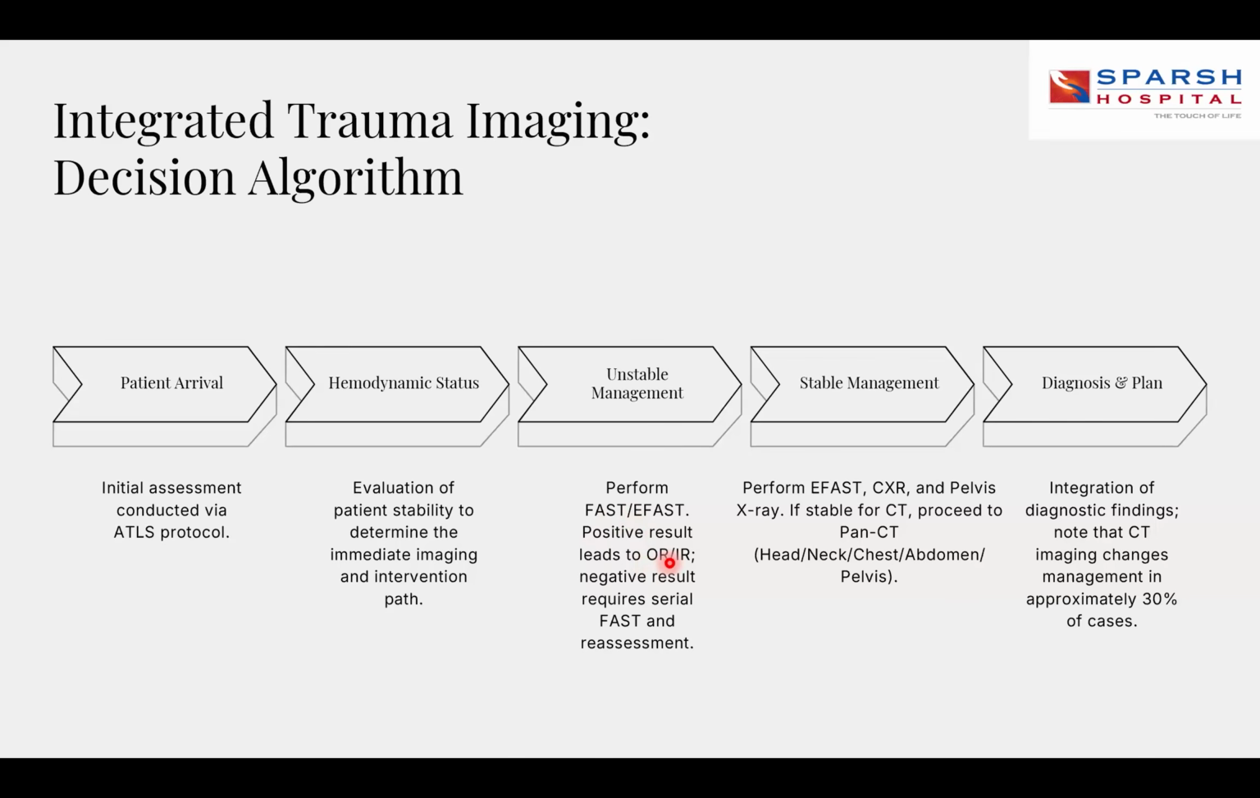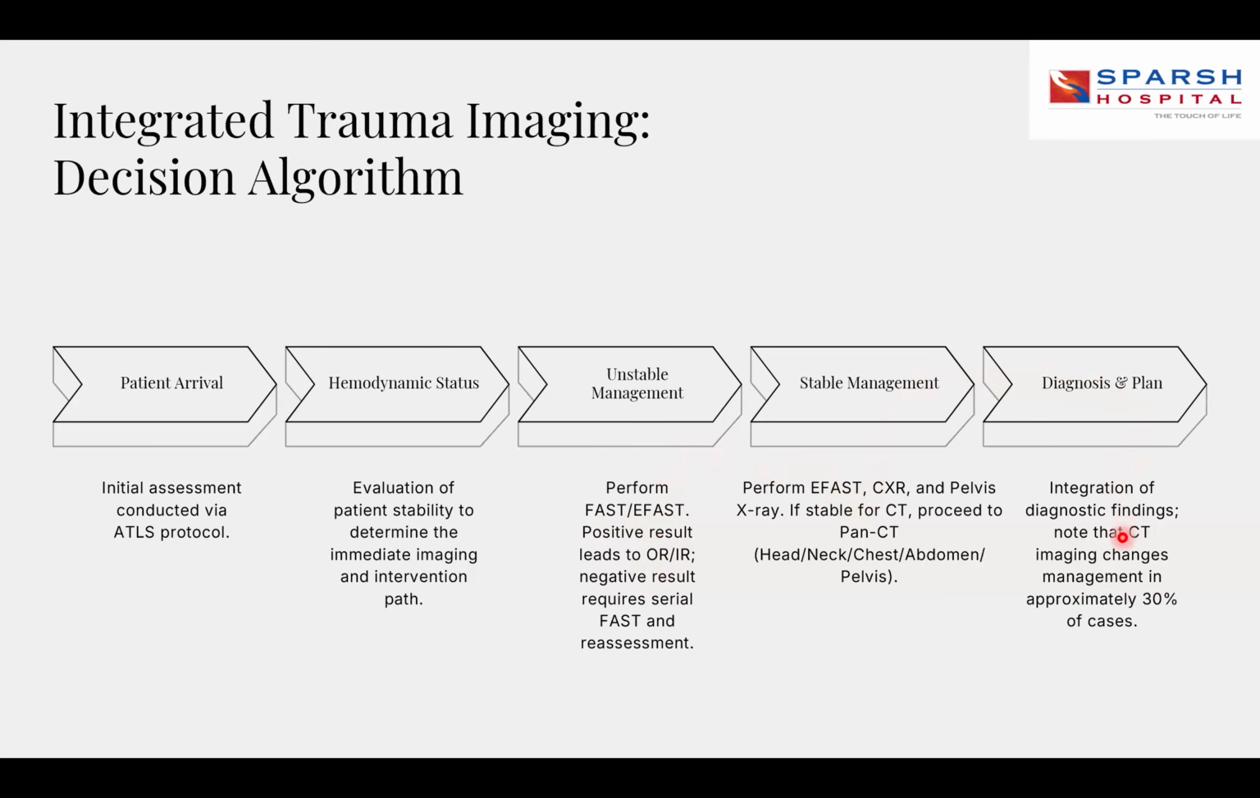or interventional radiology. If the FAST or EFAST is negative, then you can perform further tests like CT, chest X-ray, spine scans to find out the exact spot of injury and to grade the injury you're looking at. Then finally, you have a diagnosis and plan. Then you have to integrate all the findings that you have and then plan.